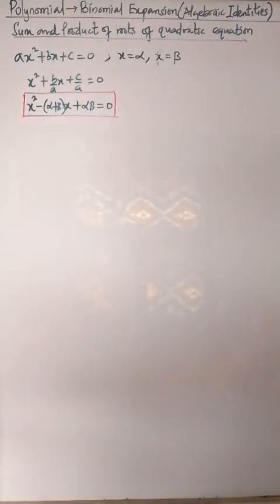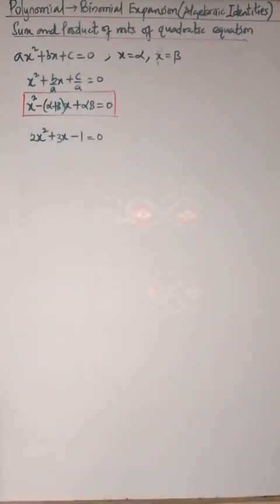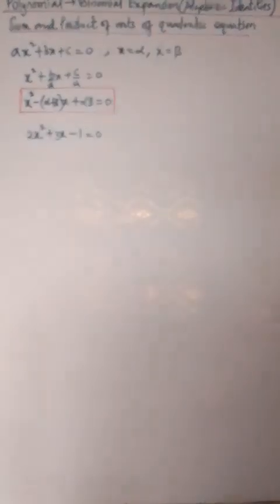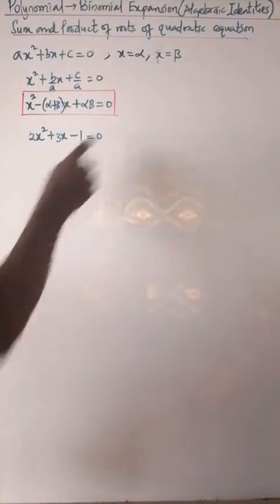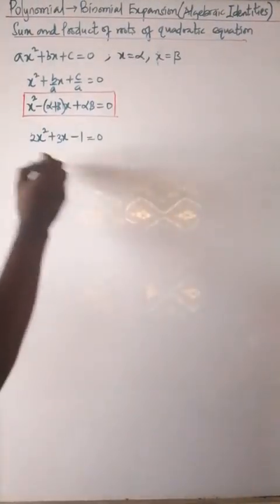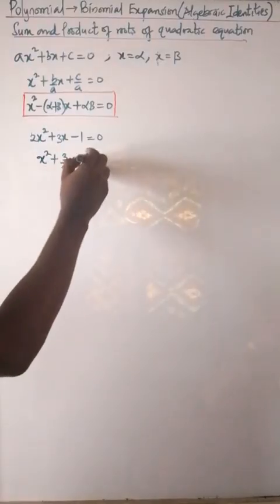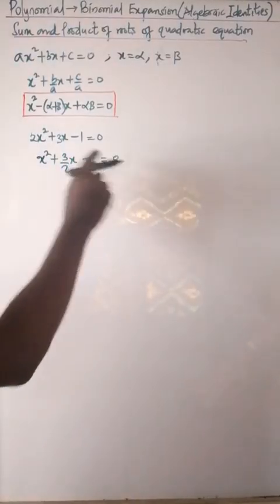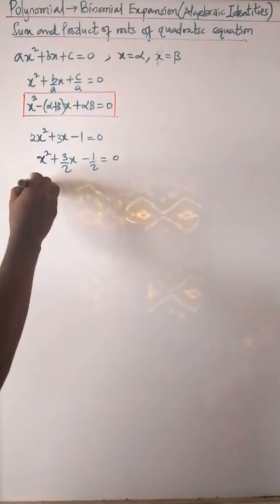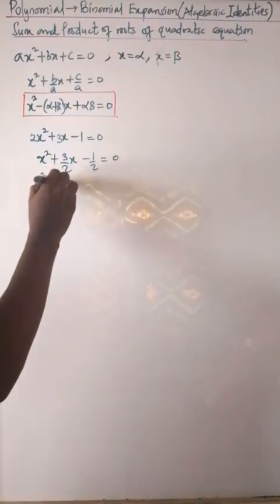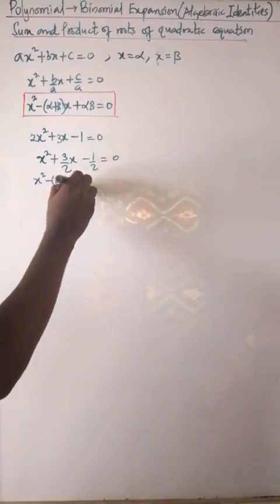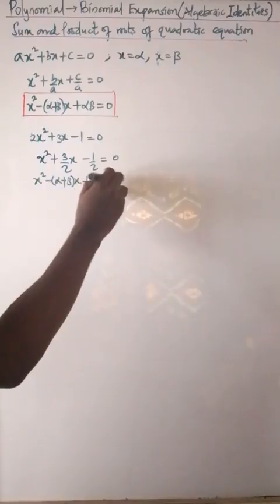For example, let's suppose you have a question like this. Find the sum and product of the roots of the quadratic equation 2x squared plus 3x minus 1 equals 0. So what are you going to do? We divide through by 2, so that it looks like this form. So if we divide through by 2, we have x squared plus 3 over 2 x minus 1 over 2 equals 0. What next? Write this identity below it. So x squared minus (alpha plus beta)x plus alpha beta equals 0.